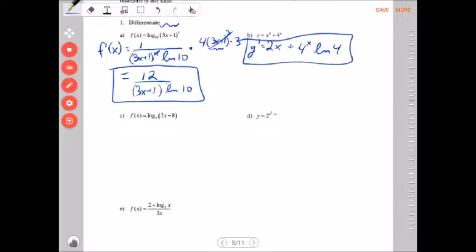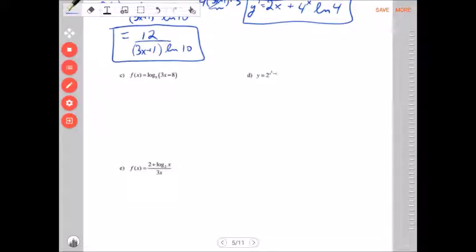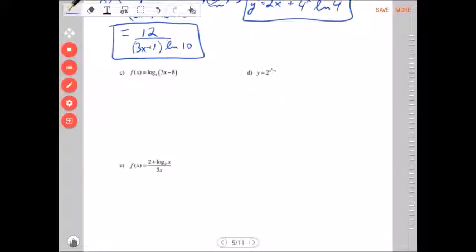Okay, part c, so we're back to logs again. So log base 5 of 3x minus 8. So this is f prime of x, so 1 over 3x minus 8 ln 5.